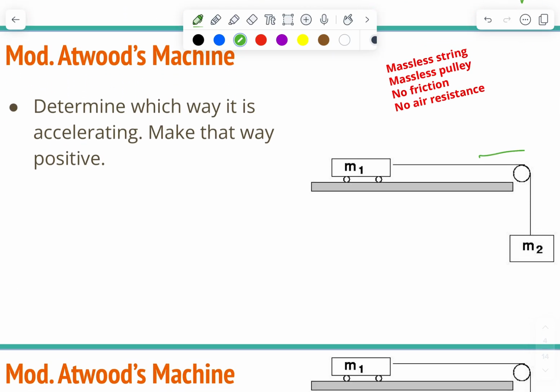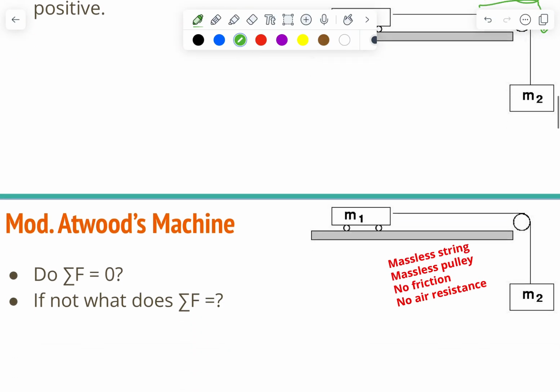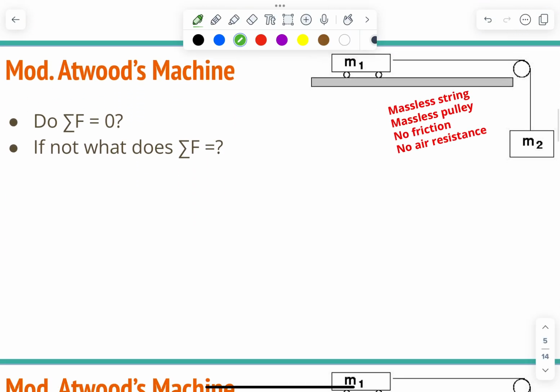Okay. Determine which way is accelerating. Make that way positive. All right, it's going to be accelerating around this way. I'm going to make that way positive. I'm going to give myself an A+, so I know it's accelerating positive around that way. Except I'm going to make it a small a, because really that's acceleration. Let's see. Do the sum of all forces equal 0? Heavens, no. It's accelerating. No. If not, what does the sum of all forces equal to?